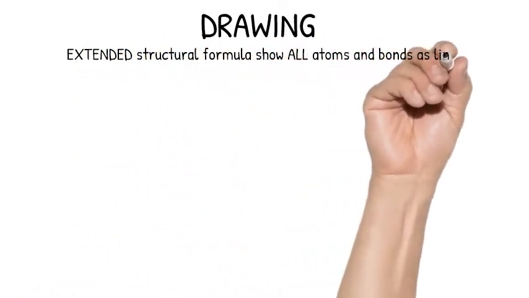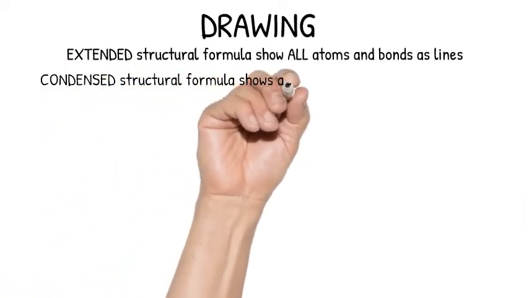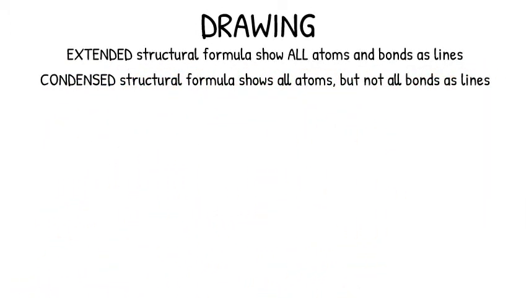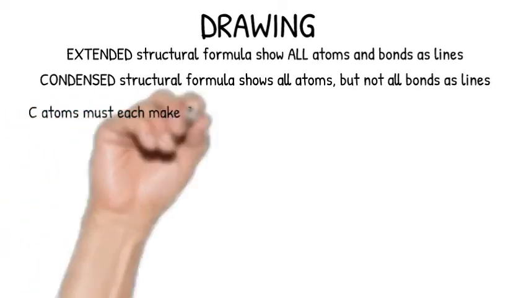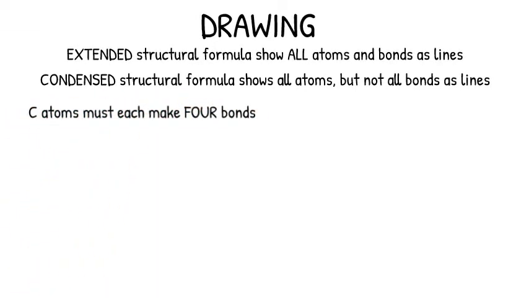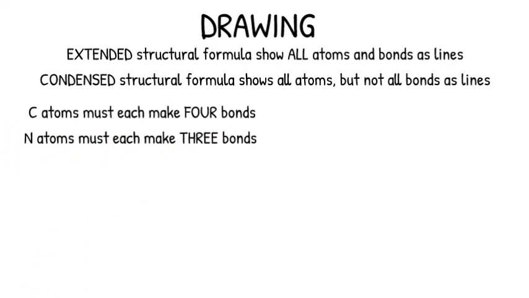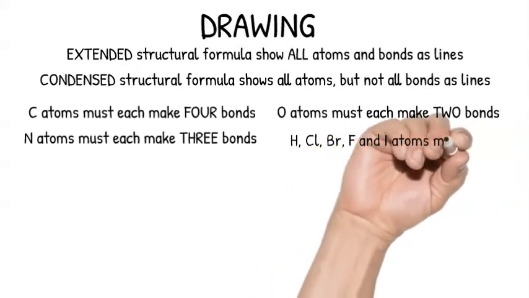In drawing organic compounds, you can either draw extended structural formula showing all atoms and bonds as lines, or condensed structural formula showing all atoms but not all bonds as lines. Either way, carbon atoms must each make 4 bonds, each nitrogen must make 3, each oxygen must make 2, and chlorine, fluorine, bromine, iodine, and hydrogen each make 1 bond.